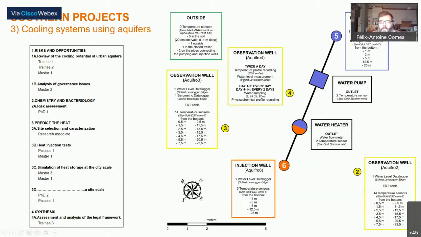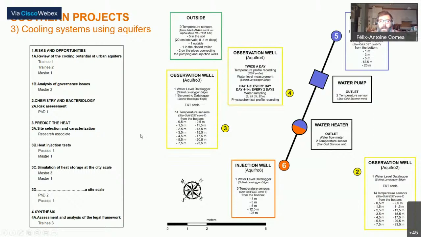We did that last summer and fall, and it's a 3-year project. We are at the middle of the project, and we have different goals: risks and opportunities for the general aquifer in Canada, and also we identify the governance issues. Also, the big problem of chemistry and bacteriology from the water, and finally, to predict how much heat we can extract from the site, but also at the city scale.